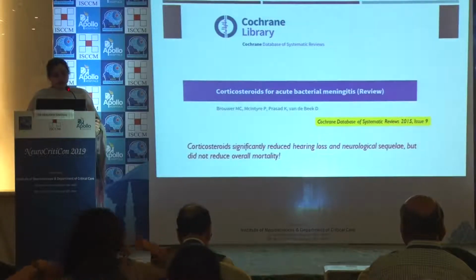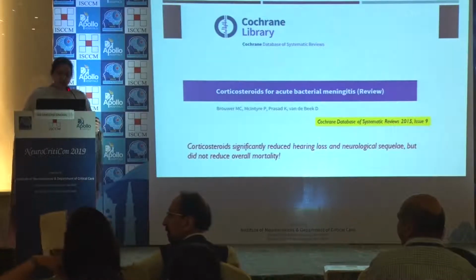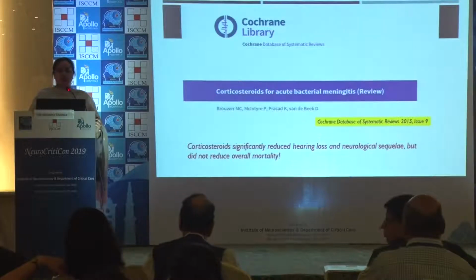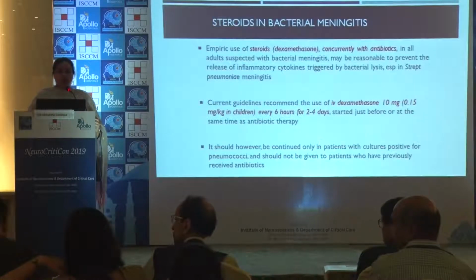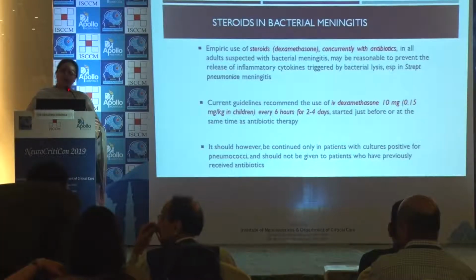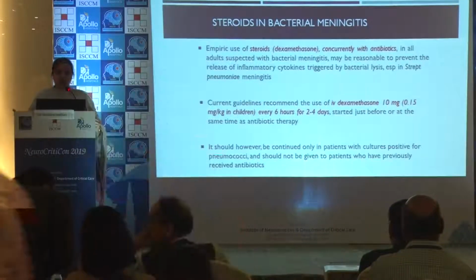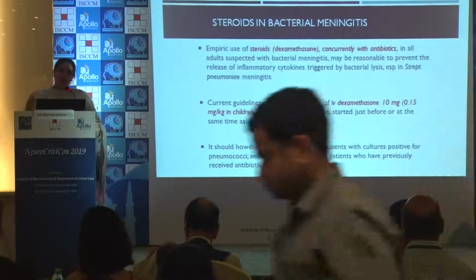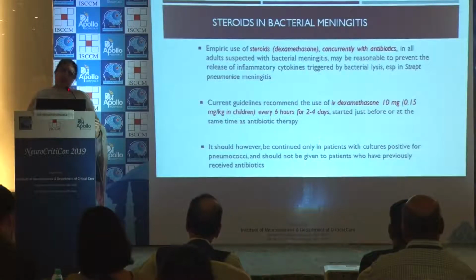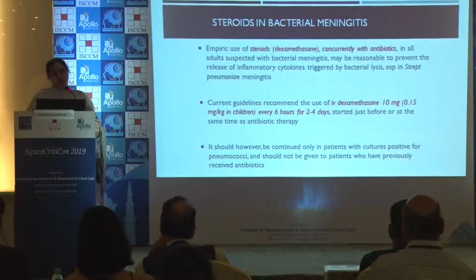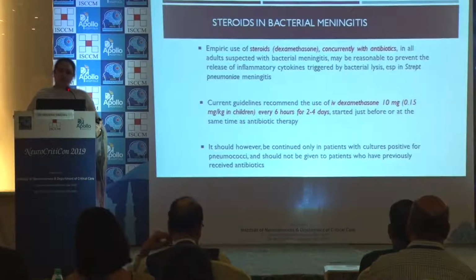Cochrane Database Review 2005 for acute bacterial meningitis: corticosteroids significantly reduced hearing loss and neurological sequelae, but did not reduce overall mortality. So in bacterial meningitis, what do we do? We usually start steroids, IV dexamethasone, prior to initiating antimicrobial therapy. If your CSF turns out to be Strep pneumoniae positive, we continue it for 3 to 4 days. If it is some other organism, we might as well stop it.